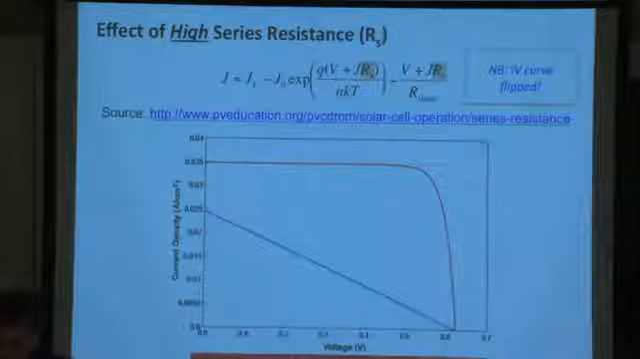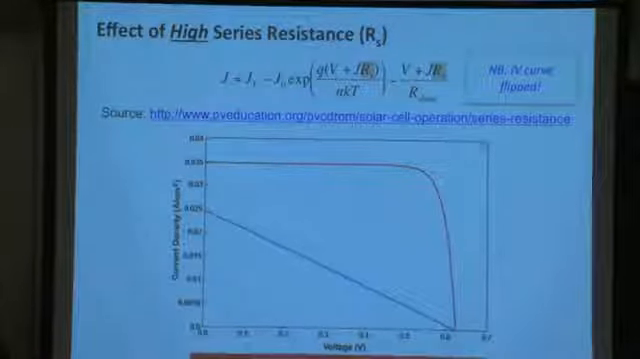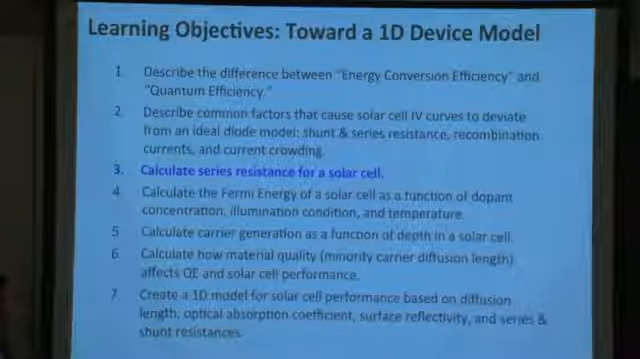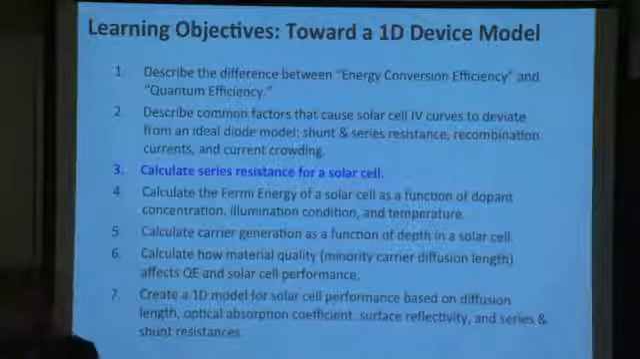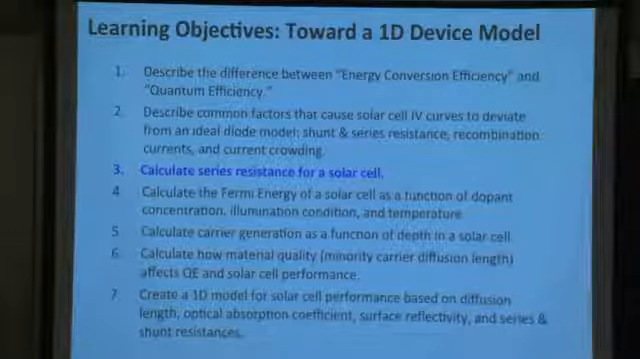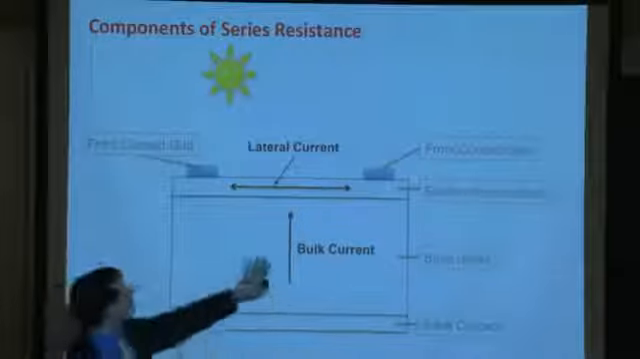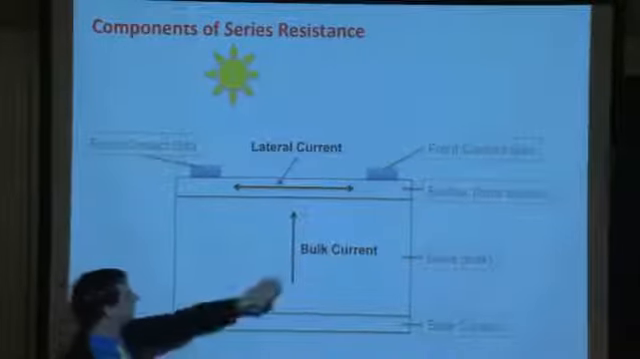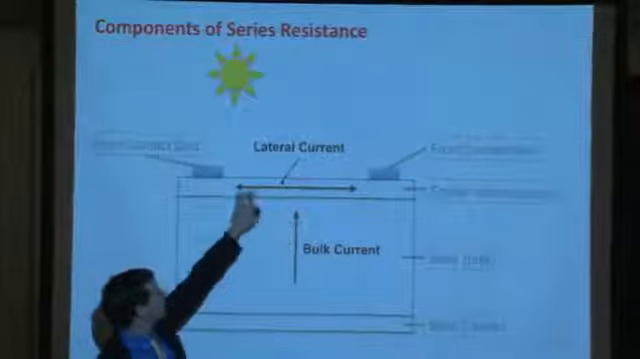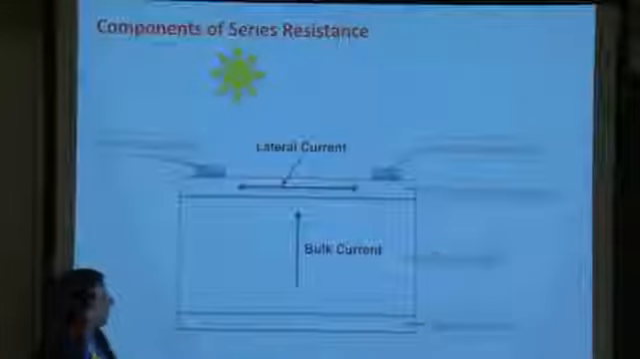So series resistance, on the other hand, we talked about the effect of high series resistance, and we're going to calculate the series resistance for a solar cell, in part because this is asked for you on your homework assignment. At least the graduate students have a problem pertaining to this. So let's talk about the different components of series resistance. We have a bulk current and a lateral current inside of a typical solar cell device.